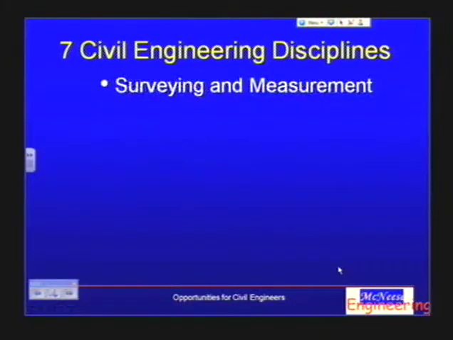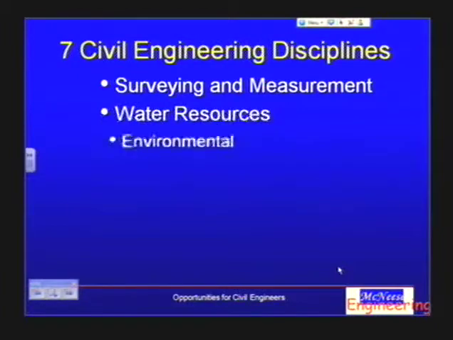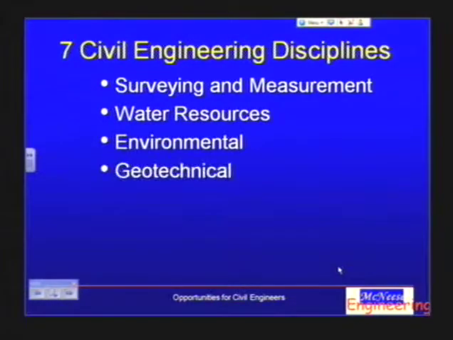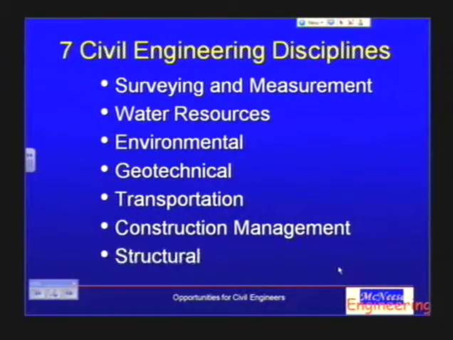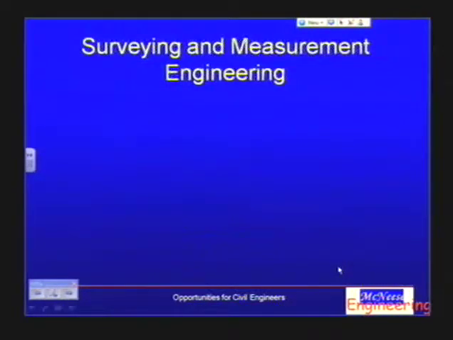All right? So, 7 different sub-disciplines in civil engineering: surveying and measurement, water resources, environmental, geotechnical, transportation, construction management, and structural. Okay? All those fall underneath the general heading of civil and environmental engineering. All right? So let's take that and break each one of those down and talk about each one.